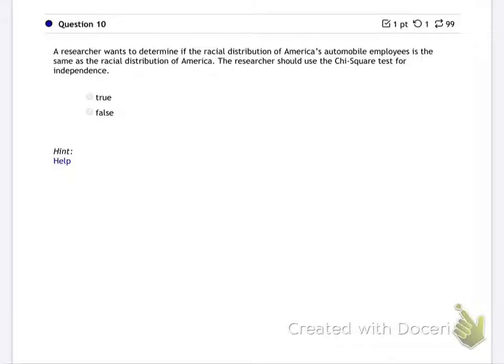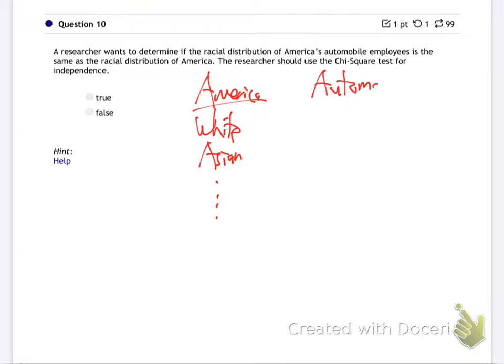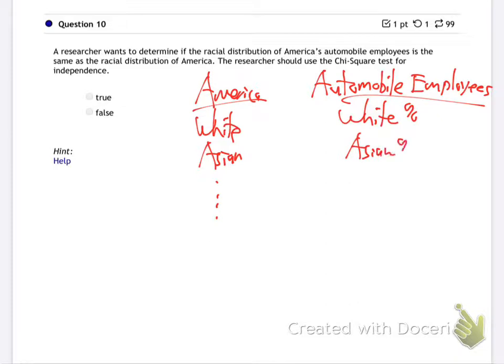Number 10 is the last one. A researcher wants to determine if the racial distribution of America's automobile employees is the same as the racial distribution of America. So, we're talking about America, and how many are white, Asian, and so on. And then we're talking about automobile employees, those working for a car company. What's the percentage that are white, what's the percentage that are Asian, etc.? So they want to compare those two.